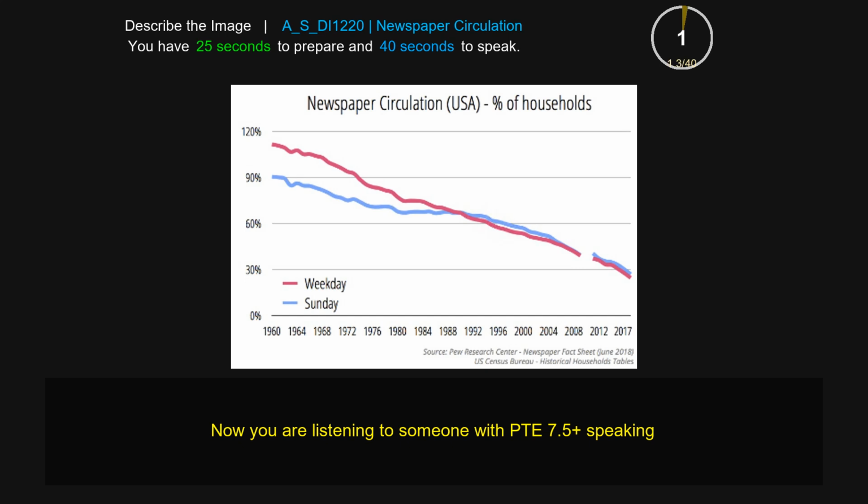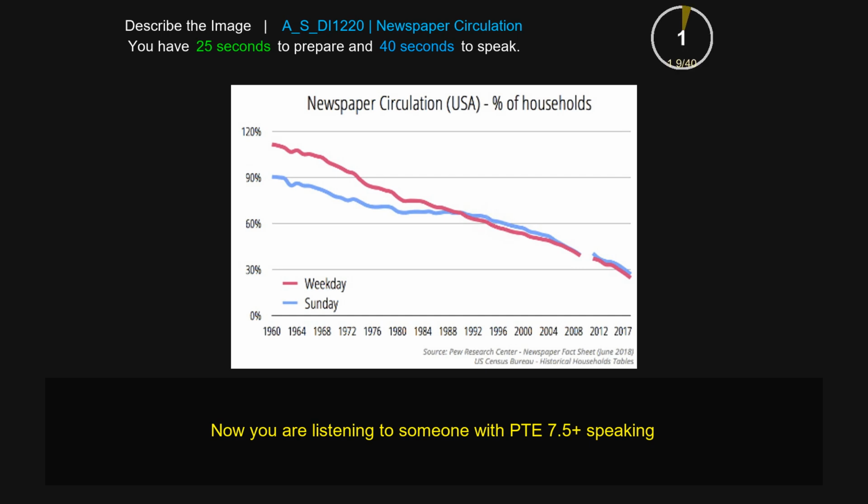This image is mainly about newspaper circulation USA percentage of household. Firstly, it shows 120%, 90%, and 60%. Secondly, it gives information about 30%, 0%, and 1960. Moreover, it tells us about 1964, 1968, and 1972. Lastly, it shows different types of colors with their highest and lowest values. Overall, this image clearly presents the newspaper circulation percentage of household. I think that's all. Thank you.